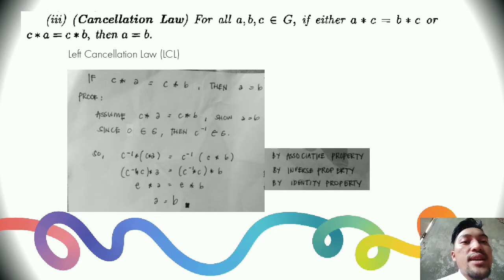So if C star A equals C star B, then A equals B. Proof. Assume that C star A equals C star B. Show A equals B. Since C is an element of G, then C inverse is an element of G. So we have C inverse star C star A equals C inverse star C star B. By the associative property, we combine C inverse and C, both left and right. We have the inverse property, so we will have then E star A equals E star B. And then, by the identity property, we will have A equals B. And then the theorem is proved.